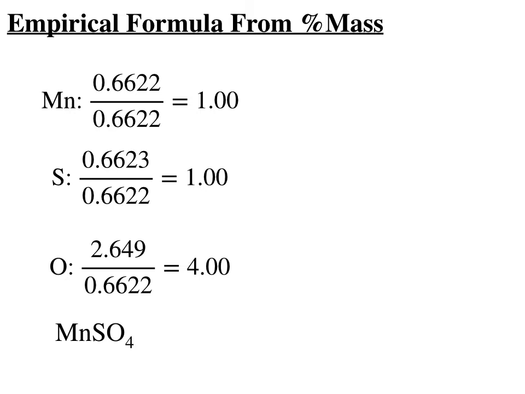So I divide 0.6622 into each. I find a 1-to-1 ratio of Mn to itself, of course, 1-to-1 ratio of Mn to S. And when I divide 2.649 by 0.6622, I get a 1-to-4 ratio of Mn to O. So in whole numbers then, my empirical formula of this compound was MnSO4, or that would be manganese 2 sulfate.